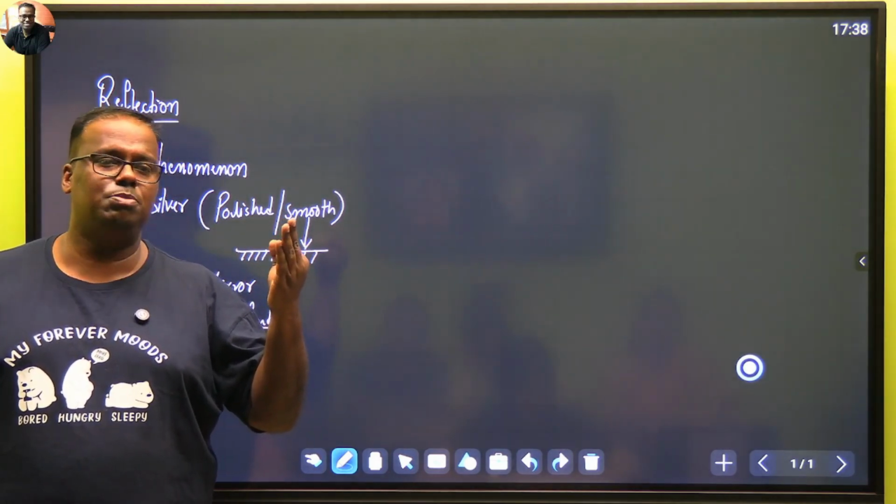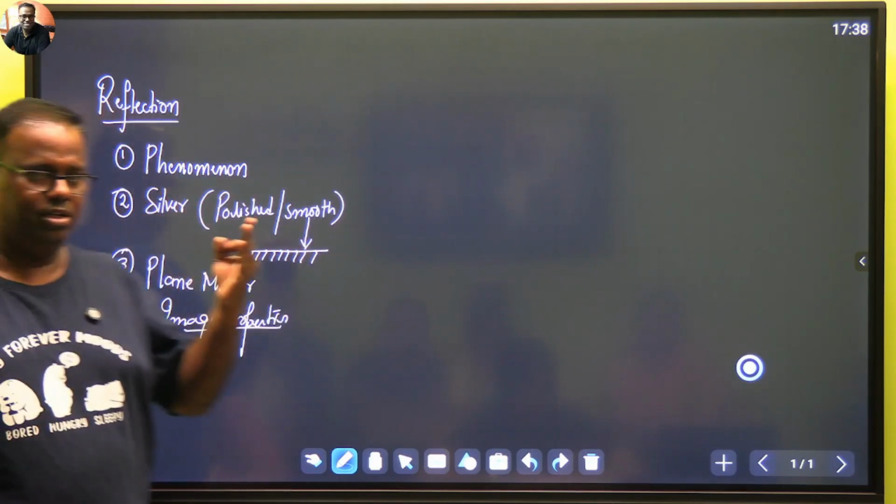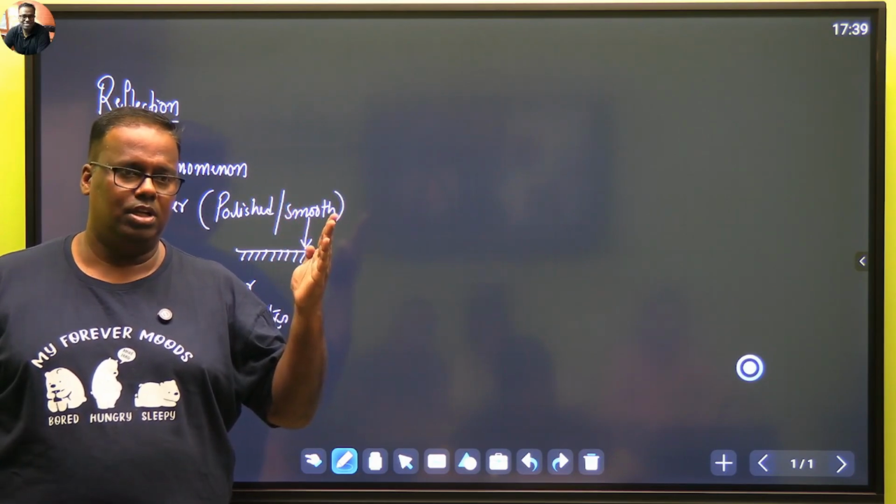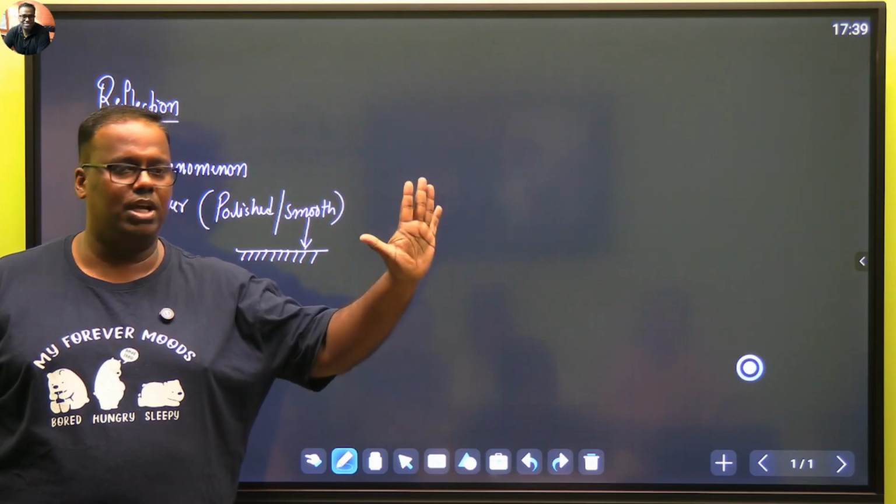The image will always be erect. This is like you yourself seeing in the mirror, right? The image will always be erect. The image will be virtual, right? That's the 4th one, and the image will be laterally inverted.